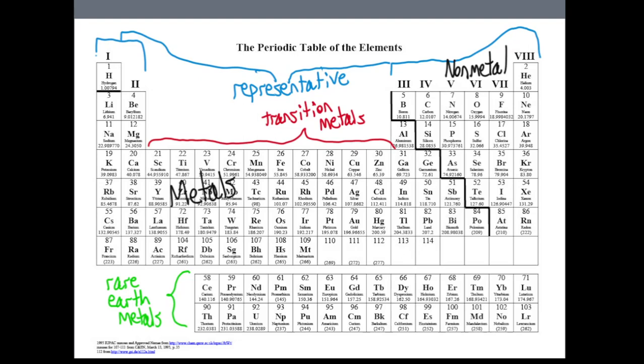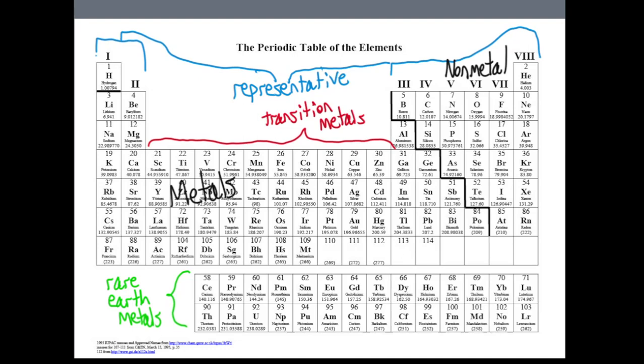Now group 3 through group 6, these are just referred to as our representative elements. They actually have a wide range of properties. They don't follow a ton of trends like group 1 and group 2, or then group 7 and group 8. But we can refer to group 3 as the boron family, group 4 as the carbon family, group 5 as the nitrogen family, and group 6 as the oxygen family.